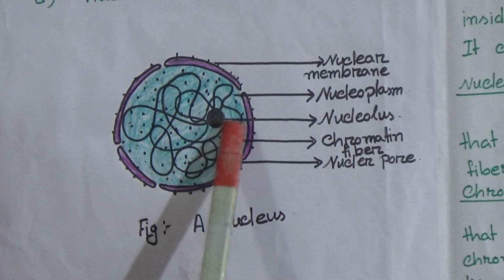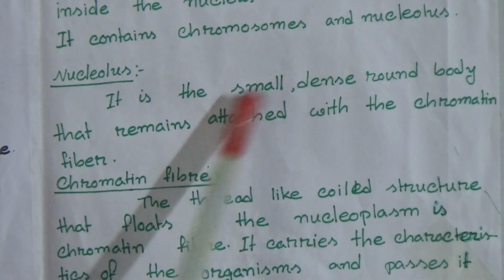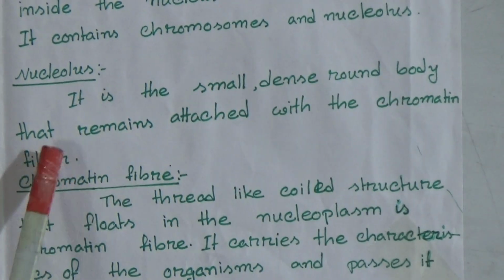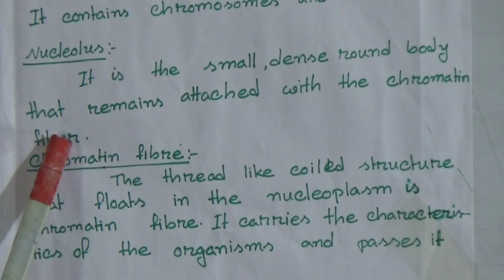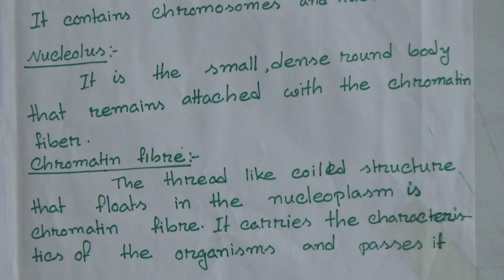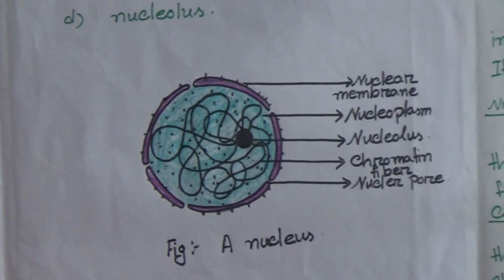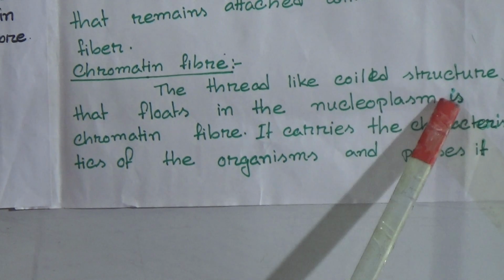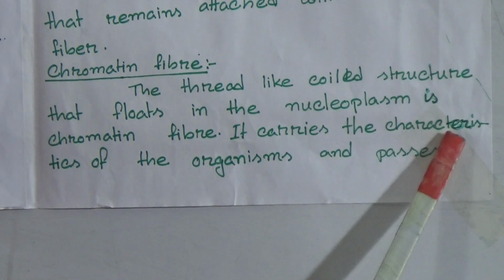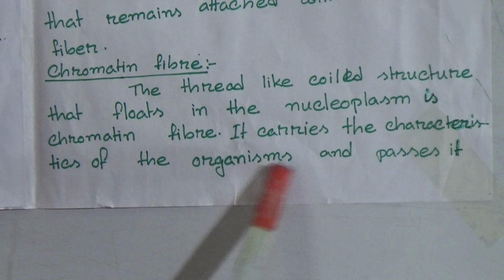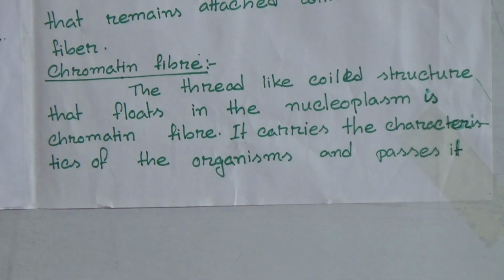Nucleolus, this is called the nucleolus. It is a small dense round body that remains attached to the chromatin fiber. Chromatin fiber, the thread-like thing inside of the nucleus, is called chromatin fiber. The thread-like coiled structure that floats in the nucleoplasm is chromatin fiber. It carries the characteristics of the organisms and passes them on.